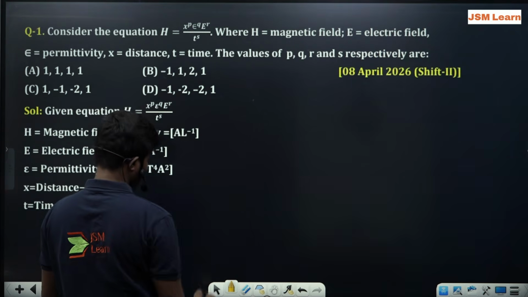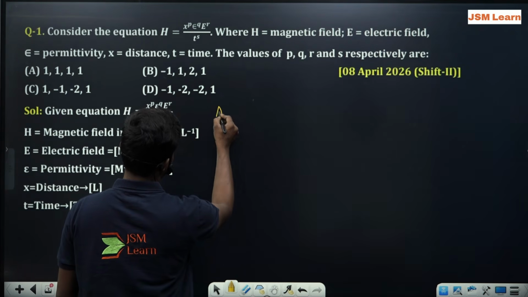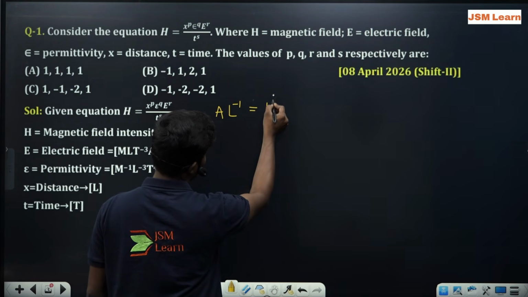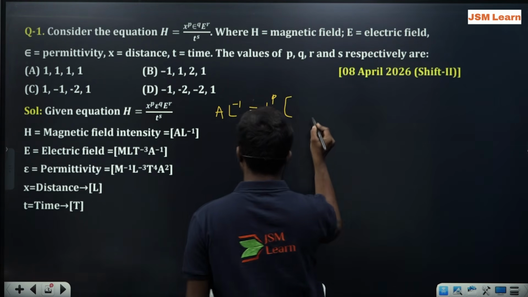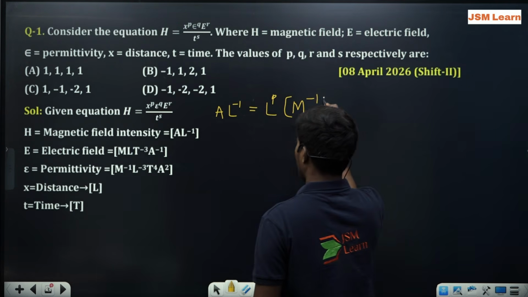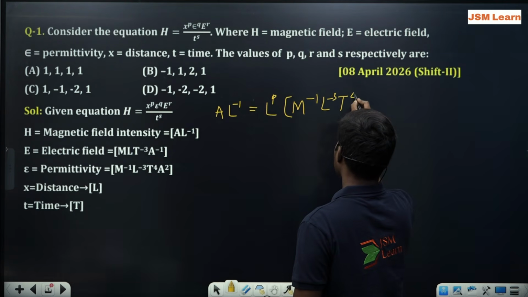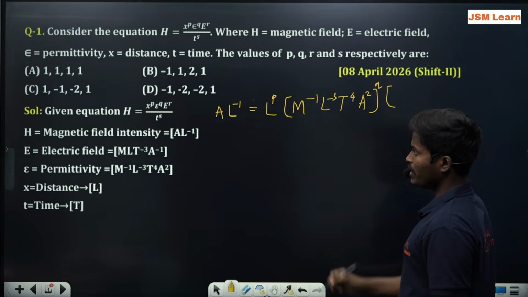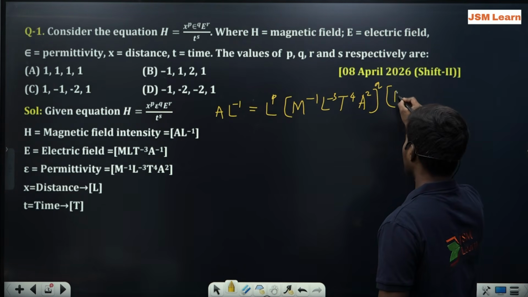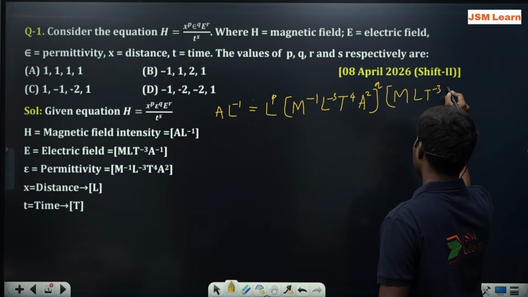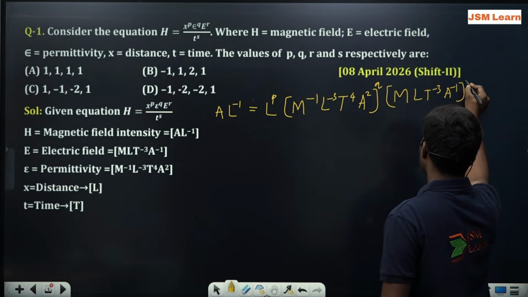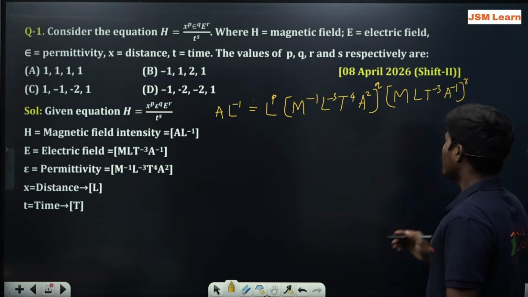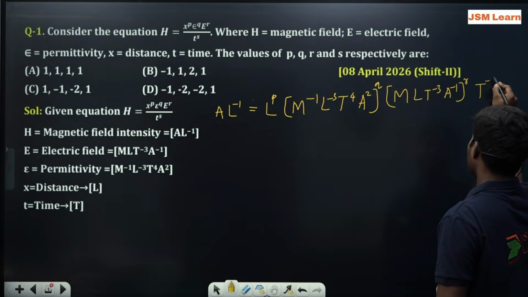For that, h, A L^-1, is equal to x to the power p, that is L to the power p, and next permittivity, M^-1 L^-3 T^4 A^2, all to the power q, and next electric field intensity, M L T^-3 A^-1, all to the power r, and in the denominator t to the power s is there, we bring it to the numerator, so T to the power minus s.